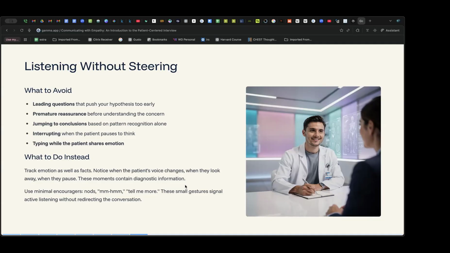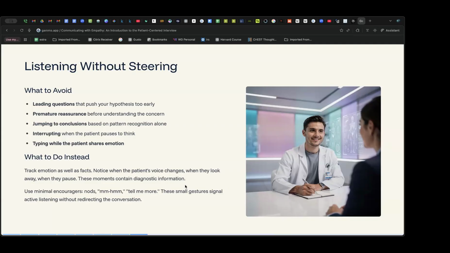Interrupting when the patient pauses to think. As soon as they pause to think, we Arabs are very uncomfortable with silence. We like to fill silence. Let the silence fall. Let the patient start to think.